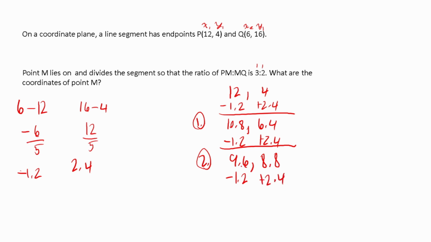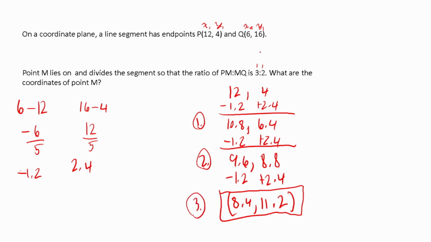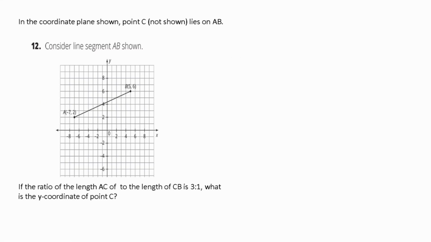So this is going to give me 8.4, comma, and here it's going to give me 11.2. And there is our coordinate that would divide this into our 3:2 ratio. Bing, bang, boom. Nice and simple.